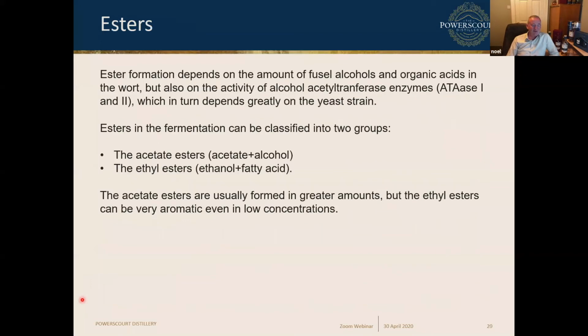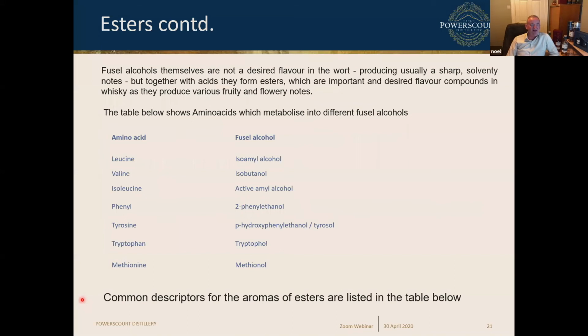So if we go on to the next slide, we're looking at different styles here, and we'll just skip this slide, I think, to move on to the next one, John. Fusel oils are also something you don't particularly like, and the table here shows you how the amino acids on the left will, when the yeast metabolizes these, produce the fusel oils which are on the right. So isoamyl alcohol is typical fusel oil, isobutanol and amyl alcohol, and so on.